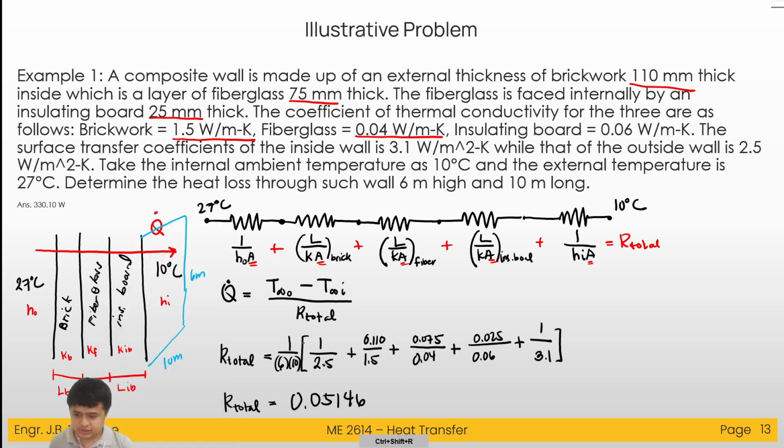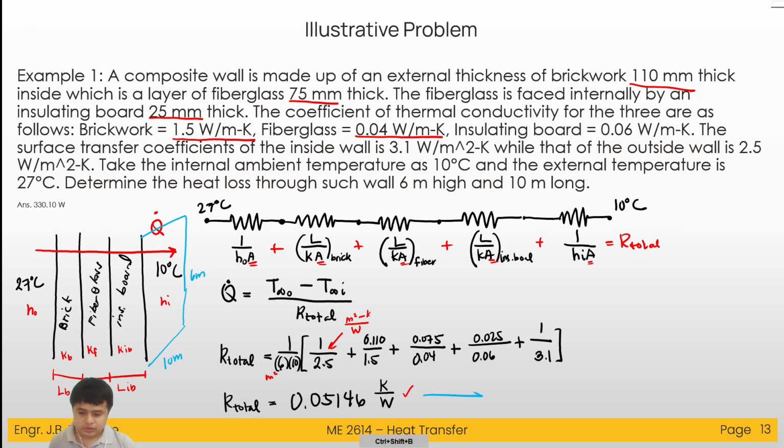We can analyze the units here. This is in watt per meter squared Kelvin, and this is in meter squared, so this will be watt per Kelvin. Sorry, this is inverted. This should be meter squared Kelvin per watt, so this should be Kelvin per watt. So this will be Kelvin per watt.